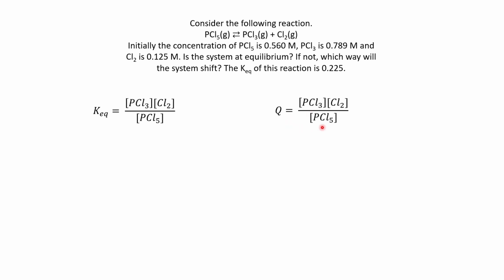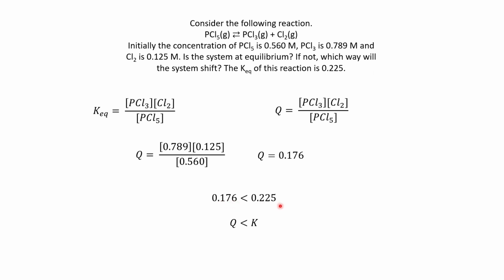So we're going to take this expression for Q and plug in all of our initial concentrations and see what we get. So here's Q, we've plugged in all of our concentrations and we calculate Q to be 0.176. This is not the same as KEQ, so right away we can say this is not at equilibrium. Okay, so which way will the system shift? Well, we have to say, is Q bigger than K or is Q smaller than K? Well, 0.176 is definitely smaller than 0.225, so Q is less than K, which means we are going to shift right to make more products.